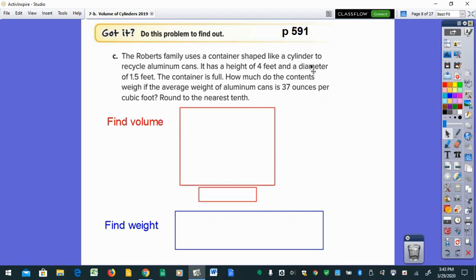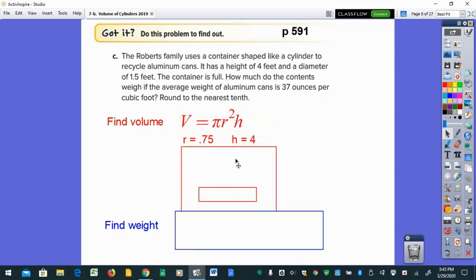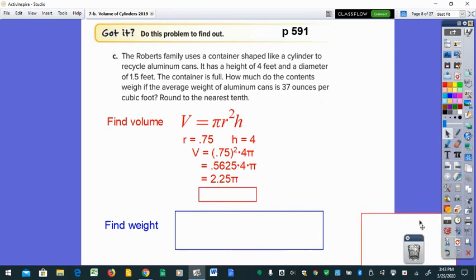Got to be careful. They gave me the diameter. I need the radius, so I'm going to cut that in half. The 4 is the height, and the 4 stays. It's the diameter I'm going to cut in half. So here's my formula. The radius is half of the 1.5, which is 0.75, and the height is 4. 0.75 is going to be squared times the 4. That's where I'm going to start. And I'm going to get 2.25 pi. I am not going to round to the tenth yet, and I'm not going to multiply by pi.